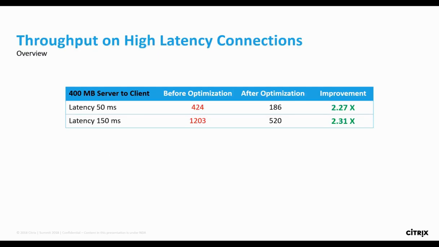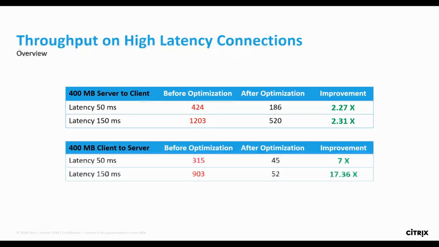So in some of the tests that we did, if you look at just sending 400 megabytes of data from the server down to the client, with a latency of just 50 milliseconds, it was 424 seconds to do this. After the optimization, that 424 seconds dropped down to 186 seconds. When the latency increased to 150 milliseconds, again, it went from 1,200 seconds down to 520. So a huge improvement when you send data from the server to the client.